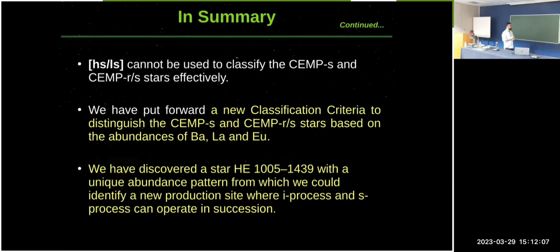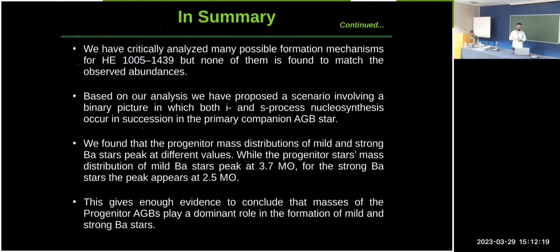We have discovered a star, HE1005-1439, with a unique abundance pattern, from which we could identify a new production site where the i-process and s-process can operate in succession. We have critically analyzed many possible formation mechanisms for HE1005-1439, but none of them is found to match the observed overabundances. So, based on our analysis, we have proposed a scenario involving a binary picture in which both i and s-process nucleosynthesis occur in succession in the primary component of the binary star.